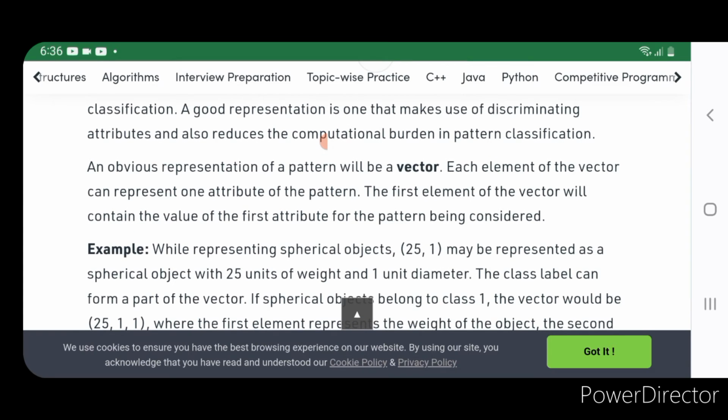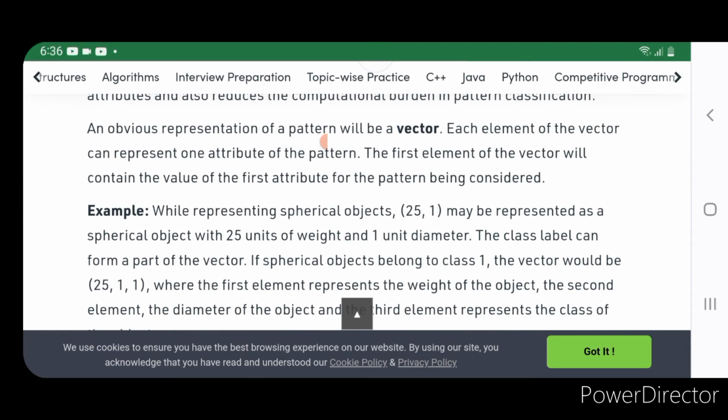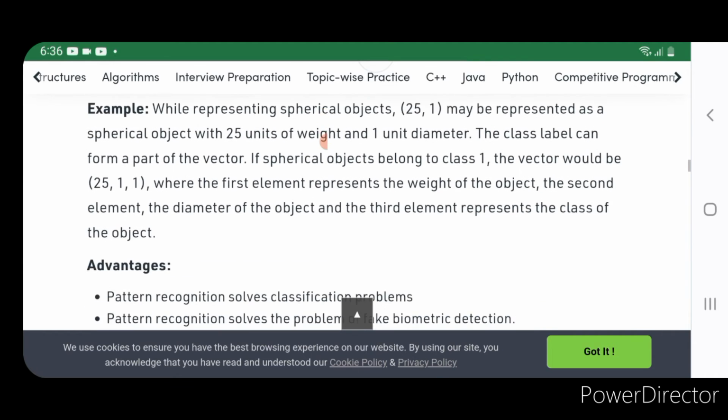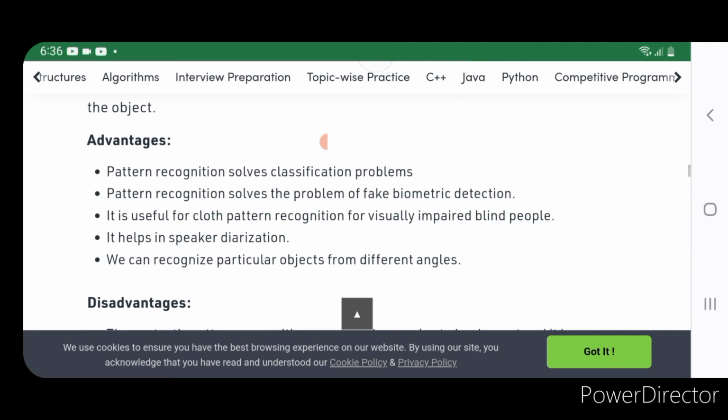Example है, while representing a spherical object: 25 and 1. 25 जो है वो यूनिट्स ऑफ वेट को ज़ाहिर कर रहा है और 1 डायमीटर को। Class label can form a part of the vector. A spherical object belongs to class 1. The vector would be 25 1 1. फर्स्ट 25 यूनिट्स ऑफ वेट है, सेकंड जो 1 है वो डायमीटर है और थर्ड जो 1 है वो क्लास को रिप्रेजेंट कर रहा है। इसके एडवांटेज क्या होते हैं?